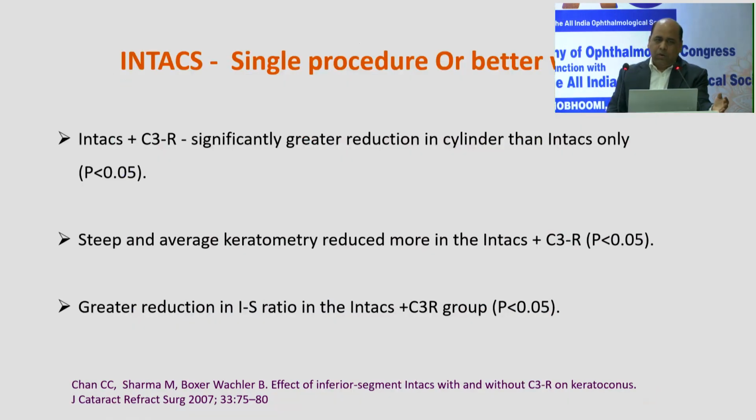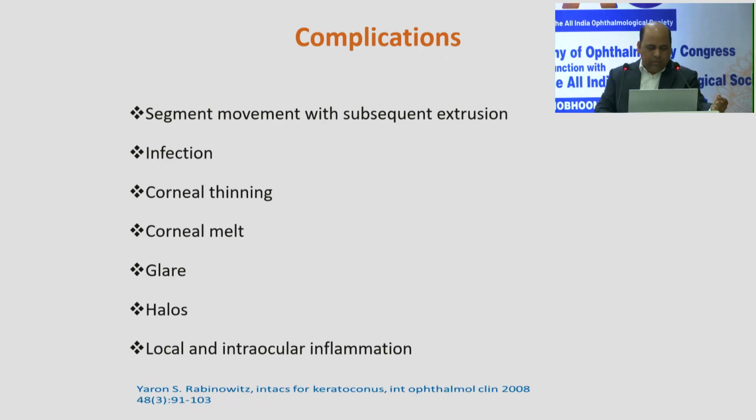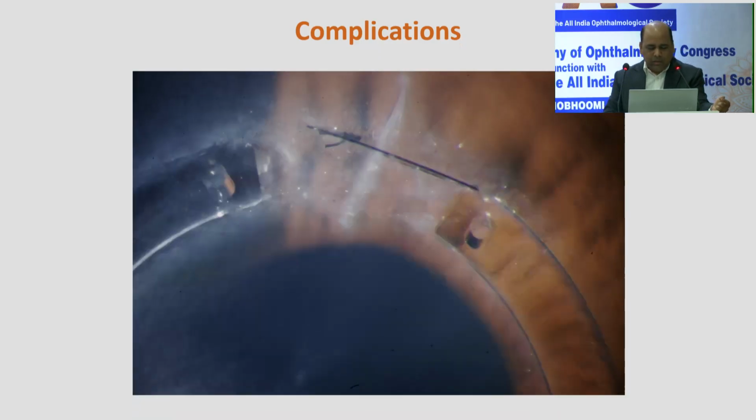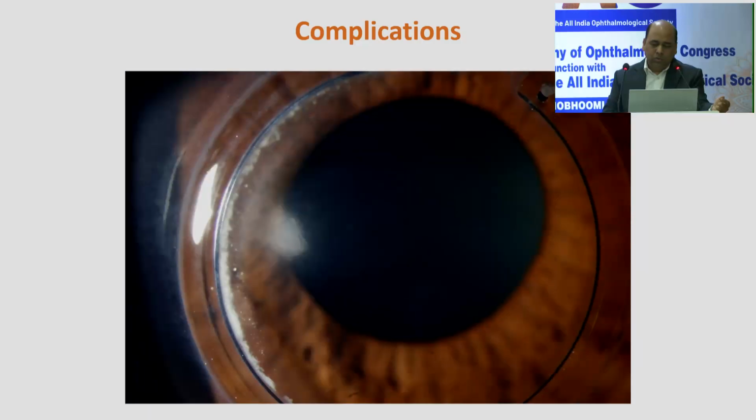Intacts are always combined with the cross-linking procedure, because cross-linking arrests the progression of the keratoconus and it also induces more flattening with intacts. Intacts give flattening, again 0.5 to 1 diopter. Cross-linking is also flattening, so the result will be better. Although it has some complications, like vascularization of the incision site, melting at the incision, where you have to put sutures, and deposits along the intact rings, which usually improve with steroids.